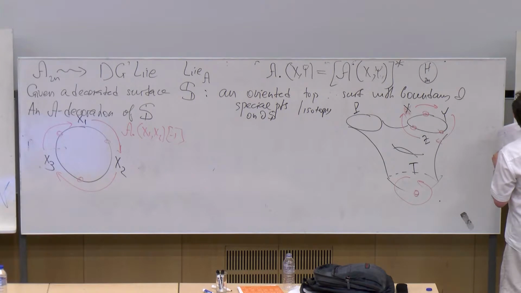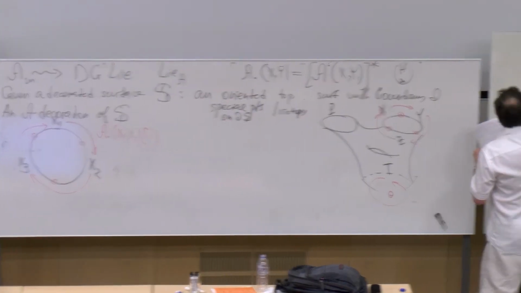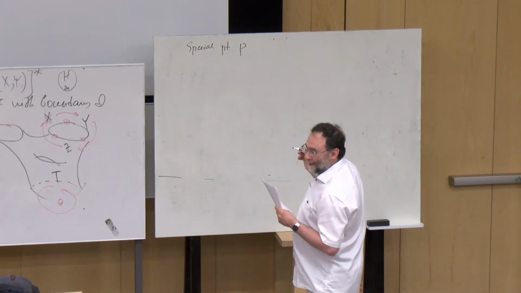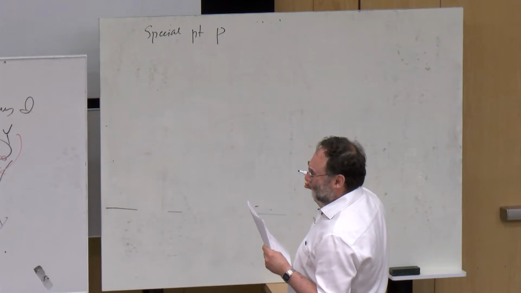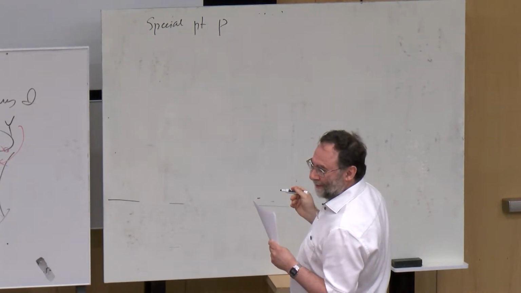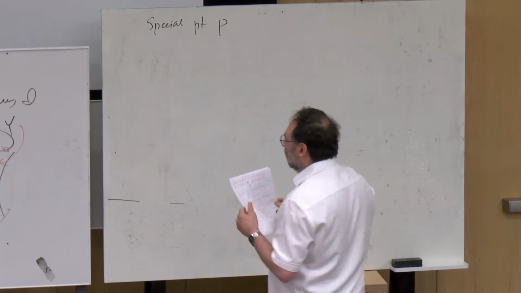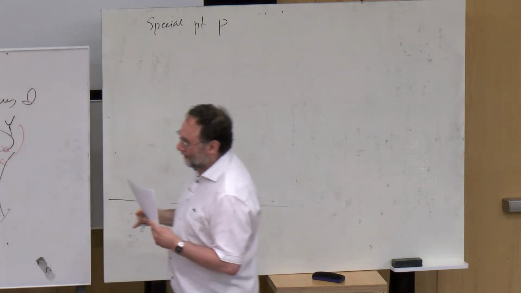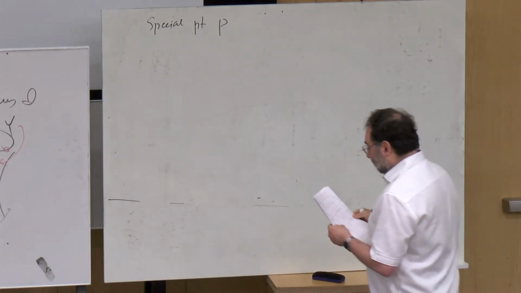So let me remind you that we have a special point, P. Ilya, you still have questions? Then maybe we discuss a little later, because it's a formal situation. It's any Calabi-Yau category of dimension 2n.